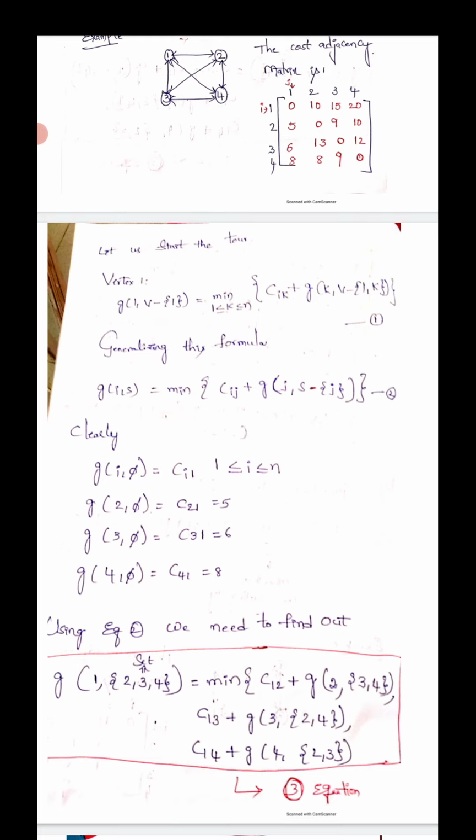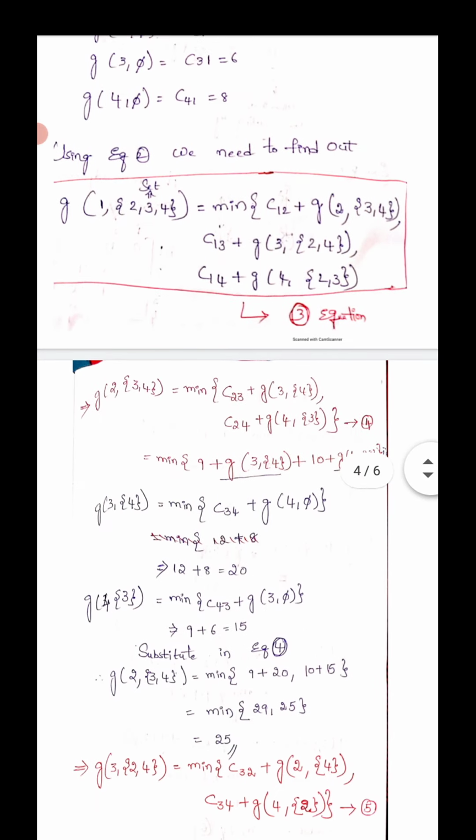Now using equation 2, we find c_1j with j equal to 4, plus g(4, {2, 3, 4} - {4}). With 4 cancelled, we get {2, 3}. That is equation number 3. We need to solve g(2, {3, 4}), g(3, {2, 4}) and g(4, {2, 3}), and then substitute those values in equation number 3.